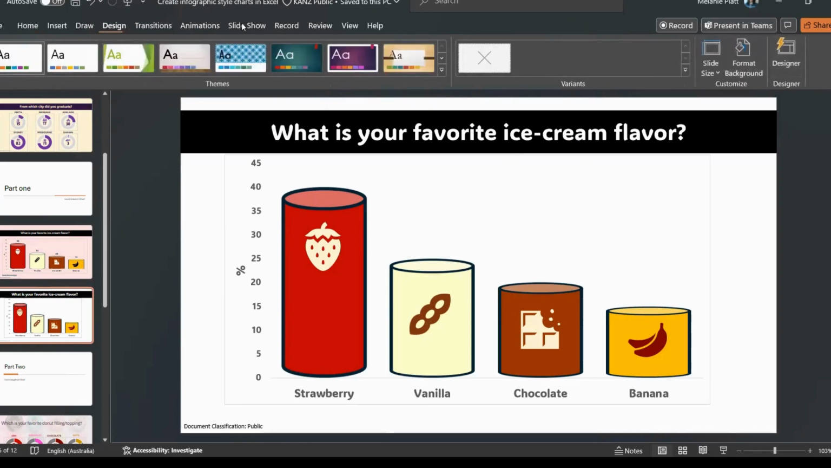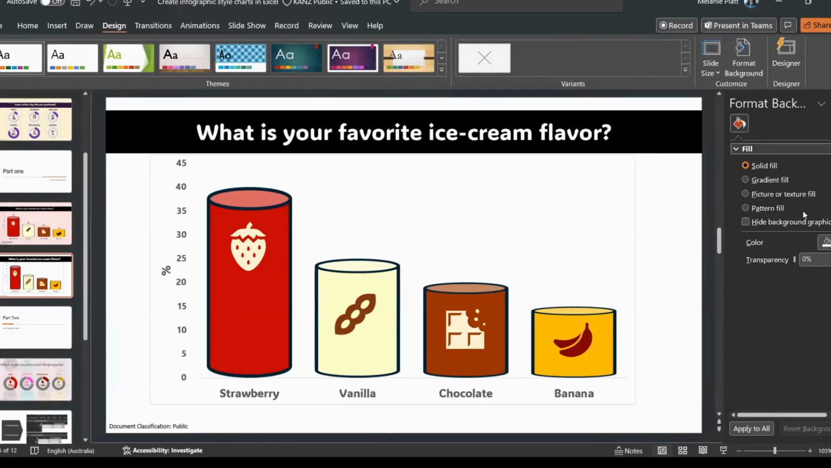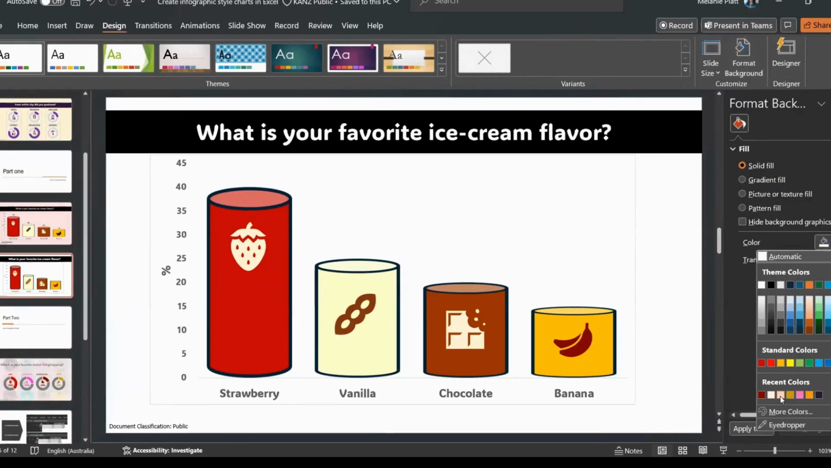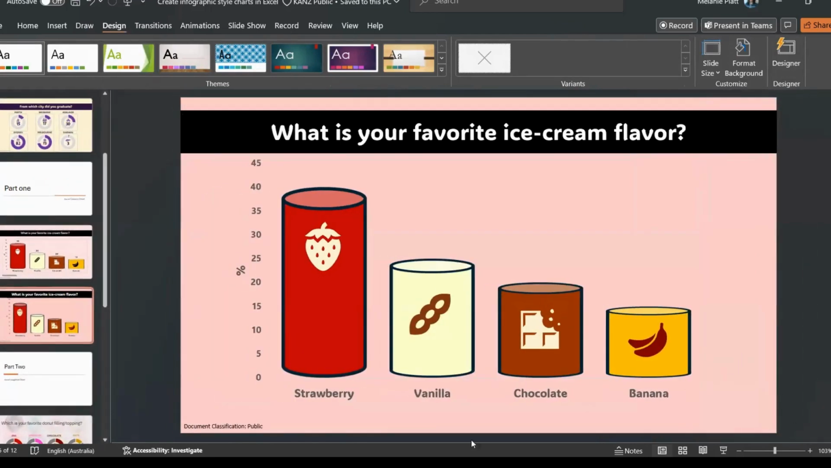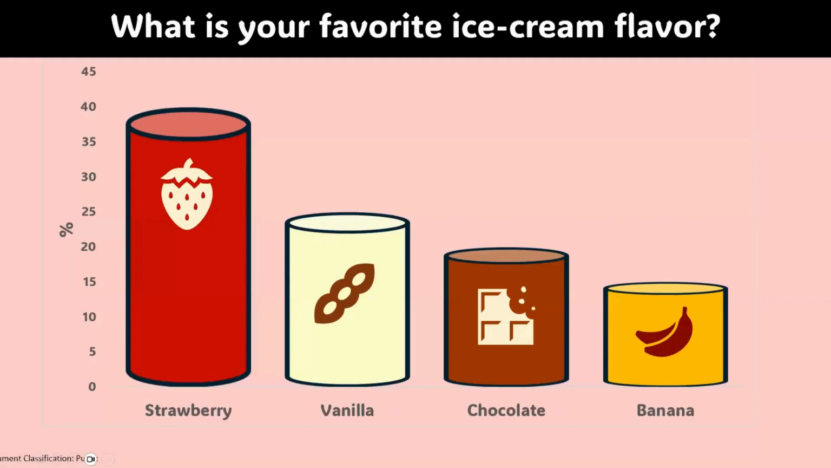So you just go to Design, Format Background, and I'm just going to have a solid fill in pink. And there we go. That's the first infographic. That's a column style infographic using Excel and adding icons.